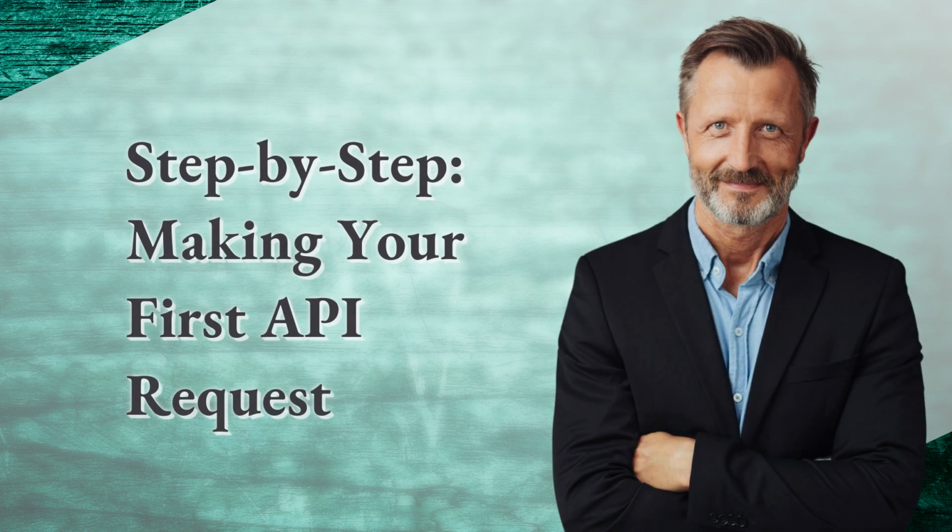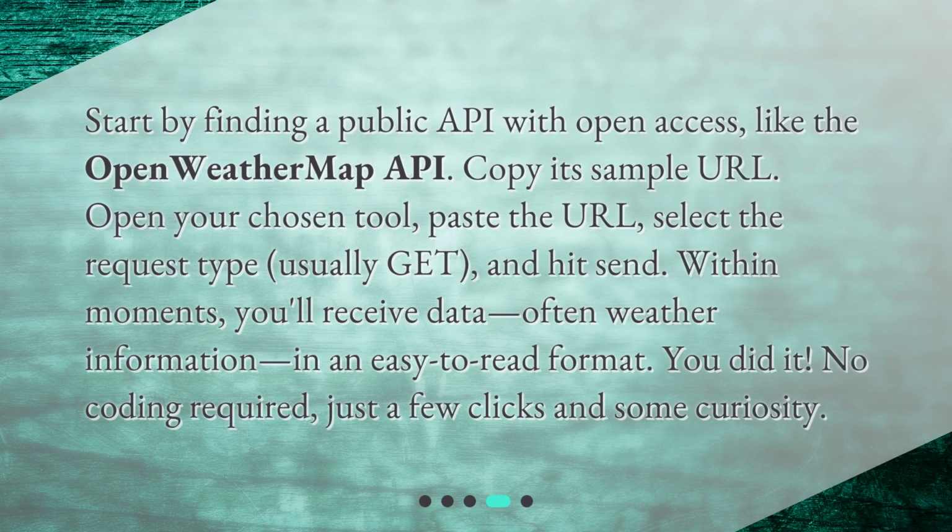Step by step. Making your first API request. Start by finding a public API with open access, like the OpenWeatherMap API. Copy its sample URL. Open your chosen tool, paste the URL, select the request type, usually GET, and hit Send. Within moments, you'll receive data, often weather information, in an easy-to-read format. You did it. No coding required, just a few clicks and some curiosity.